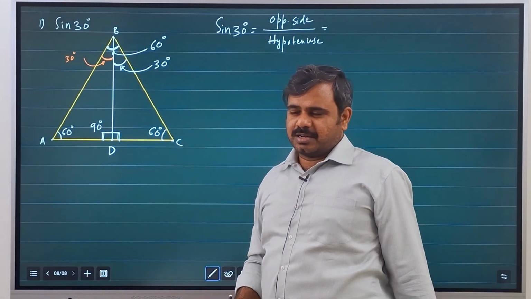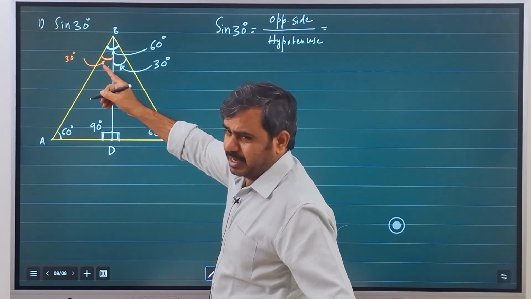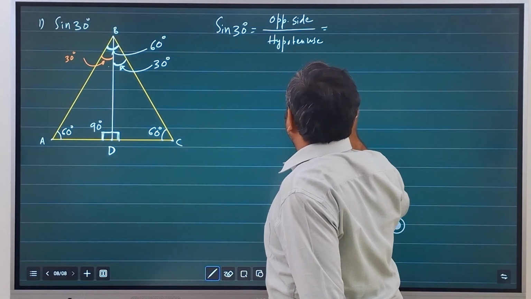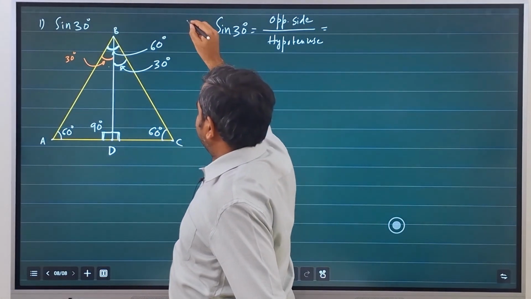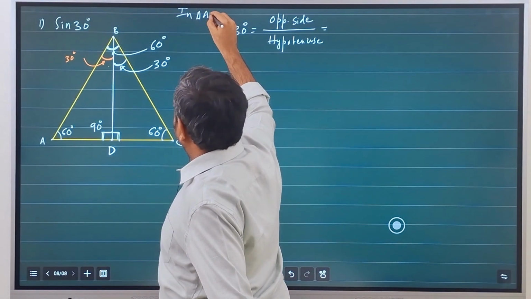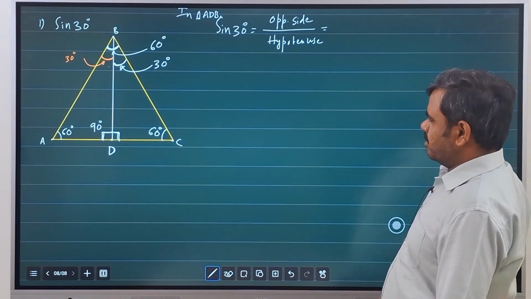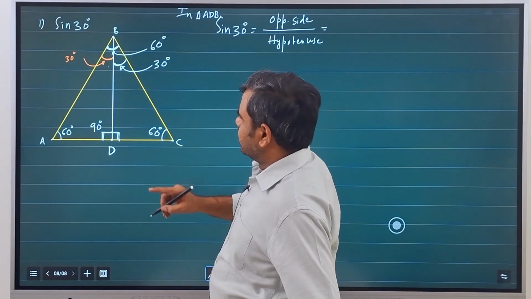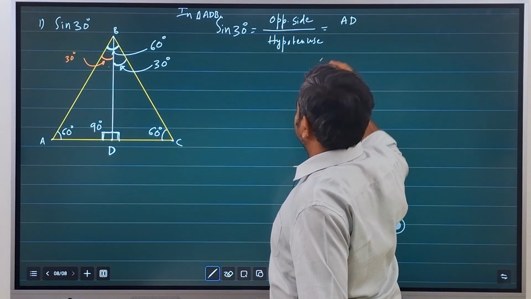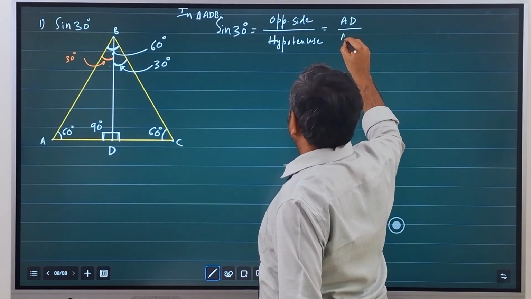This is sine 30 degrees. Opposite side means the side opposite to the 30 degrees angle. So what is the side opposite to the 30 degrees angle in triangle ADB? In right angled triangle ADB, sine 30 degrees is the opposite side AD divided by the hypotenuse AB.